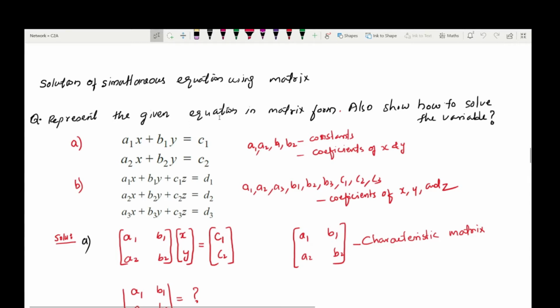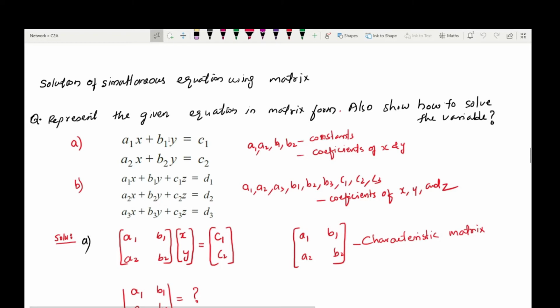Here the first part of this problem is we need to represent these equations in matrix form. Before that, here A1, B1, A2, B2 are the constants. They are the coefficients of x and y, the variables. A1, B1 correspond to the coefficients of the first equation. A2, B2 correspond to the coefficients of the second equation. C1 and C2 are constants.